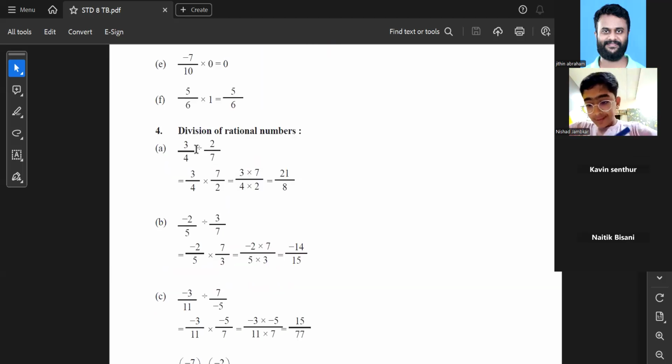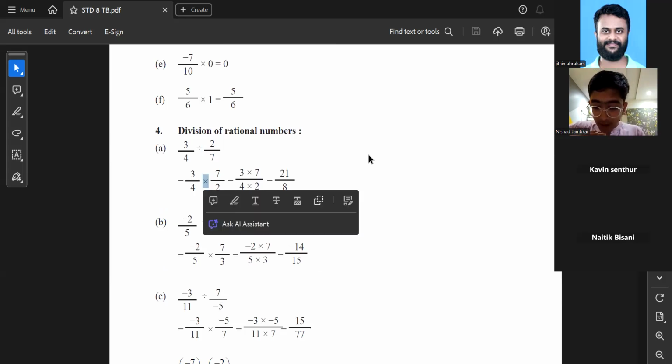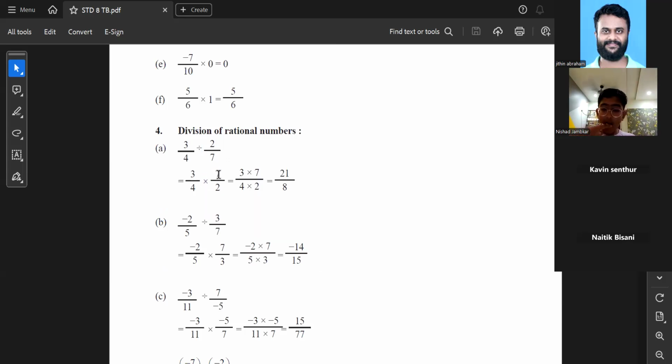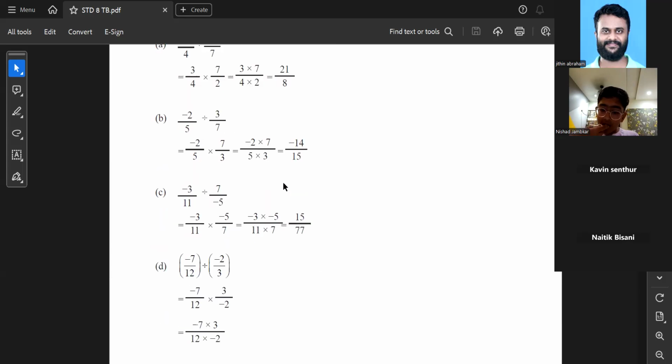In case of division, whenever you have a division sign in between two numbers, all you have to do is reverse or invert the second number and convert the division sign into a multiplication sign, like they have done over here. All you have to do is invert the second number.